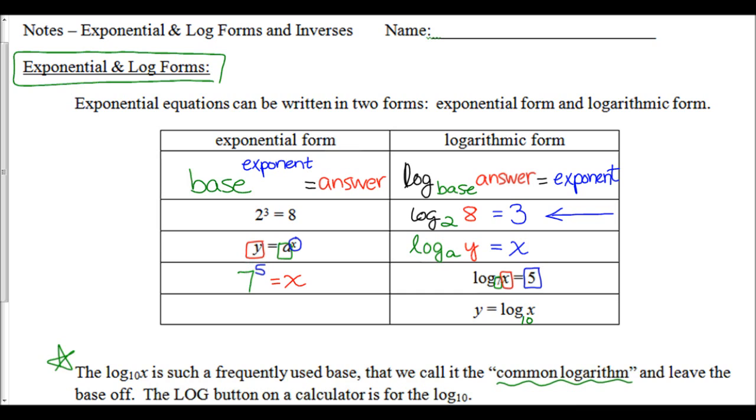Pause the video while you try this one. The base of the logarithm was 10, so the base of the exponential is 10. The x used to be with the base, so the x is now by itself. The y used to be by itself, so the y is now the exponent. The base stays the base, the other two switch sides.